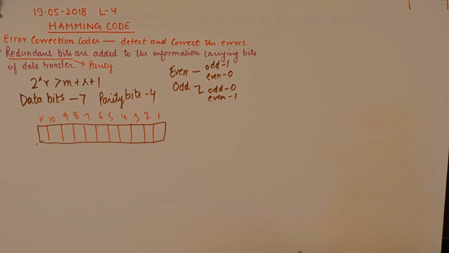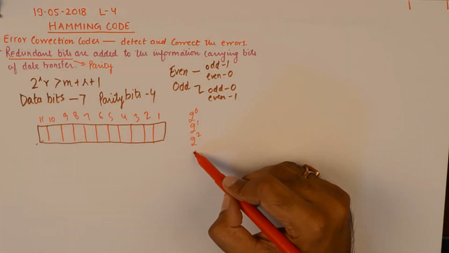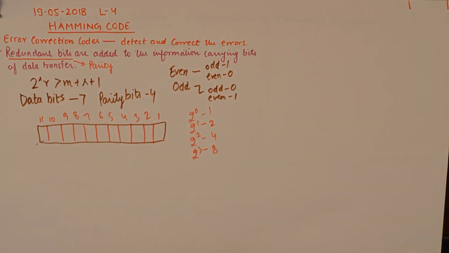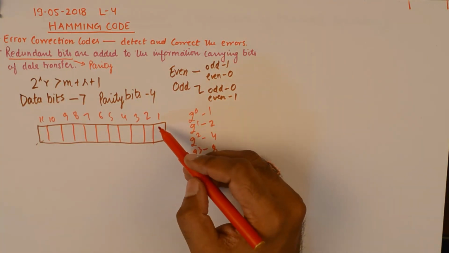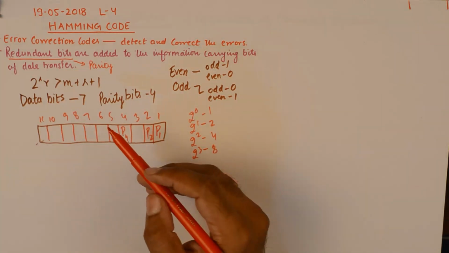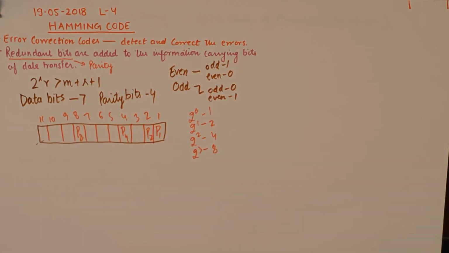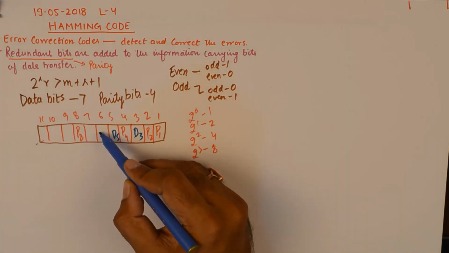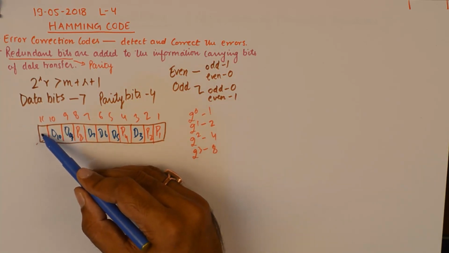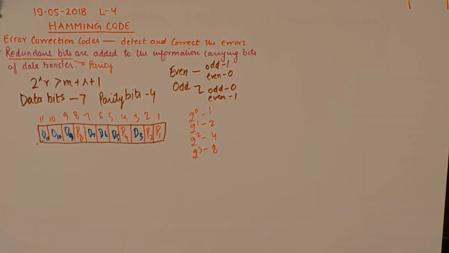And all the powers of 2, let's start from 1, 2 and 4. In this case we are sending 4 parity bits, so this is going to be 1, 2, 4 and 8. So I'll simply write this as P1, this is P2 and this is P4 and the next one is P8. So that is how you label the parity bits, and the rest of the 7 bits will be those data bits that you wish to send, and you label them as D3, D5, D6, D7, D9, D10 and D11.